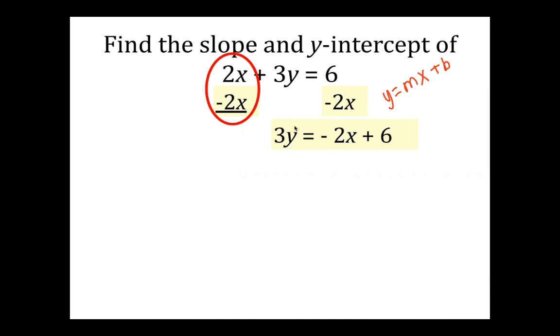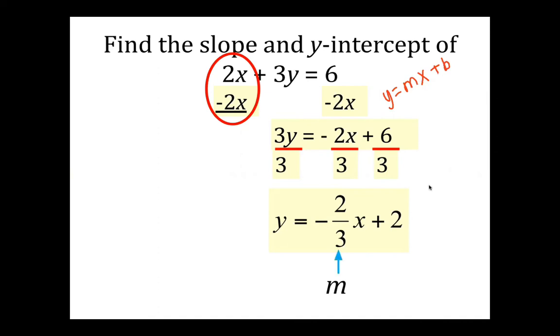So now you can isolate y by dividing both sides by 3. 3 will cancel out on the left side, and you're left with y equals -2/3 x plus 6/3, which would be 2. And now that your equation is solved for y, go ahead and identify your slope and y-intercept. Slope, or m, is right here, the coefficient of x, which would be -2/3. And then your y-intercept, represented by b, would be 2.